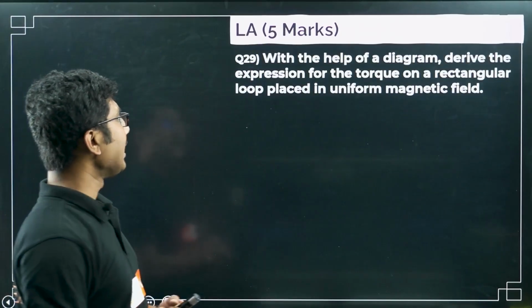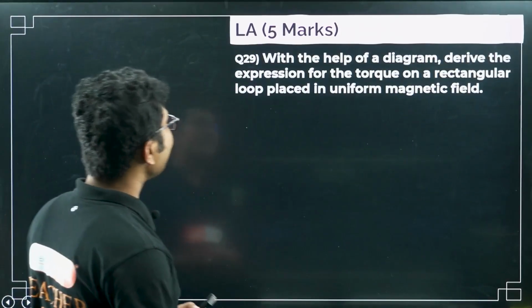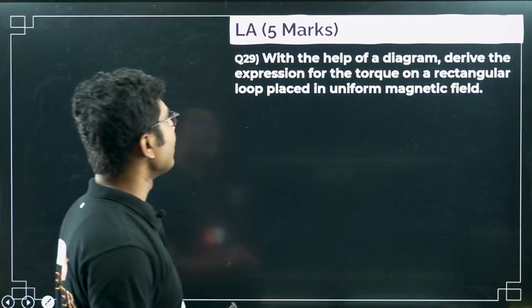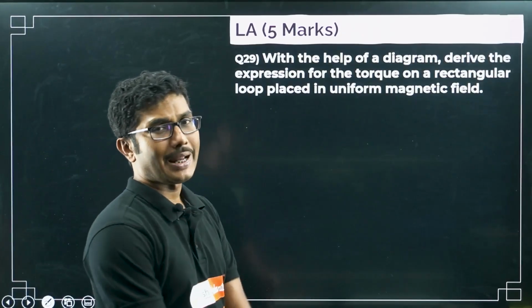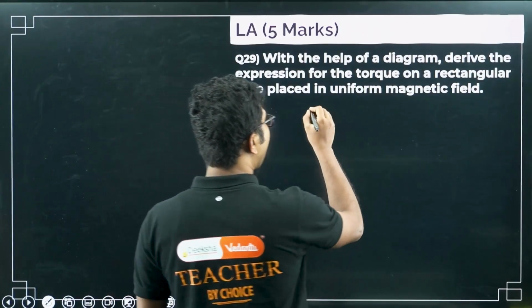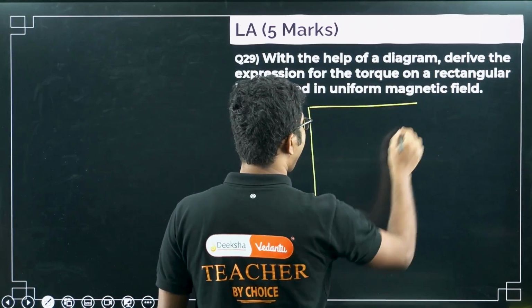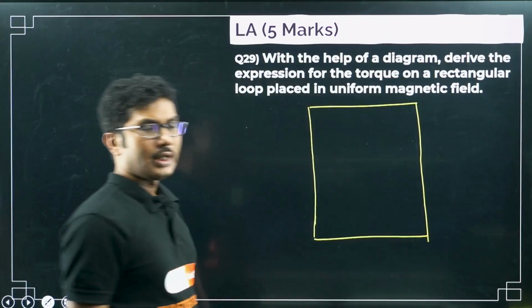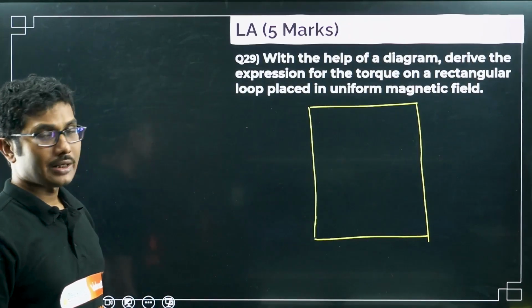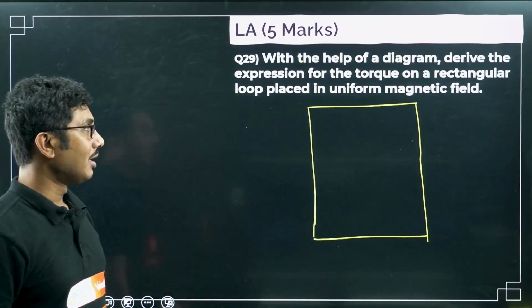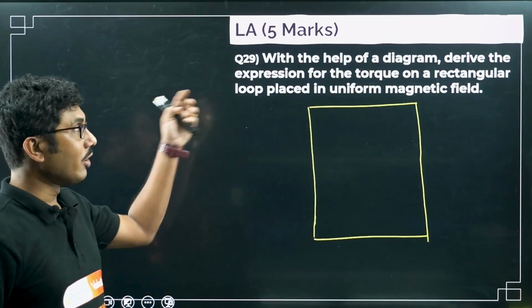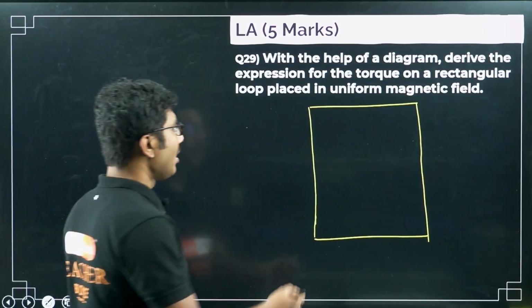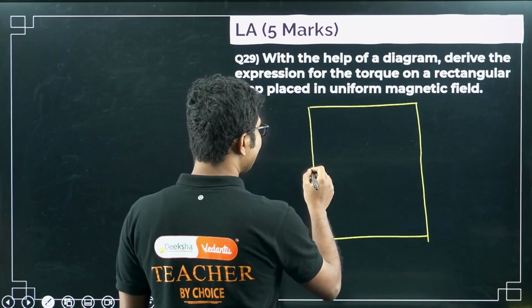Now, with the help of a diagram, derive the expression for torque on a rectangular loop placed in a uniform magnetic field. This question came in 2023. There was a question I was talking about which never came in, and only once this question came. So just for practice, you can remember that.